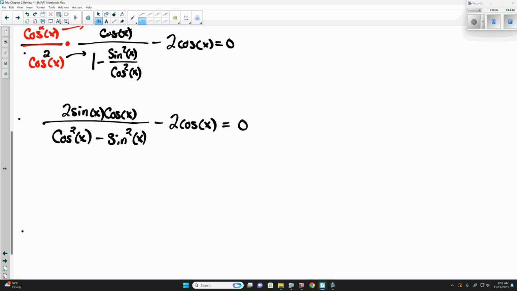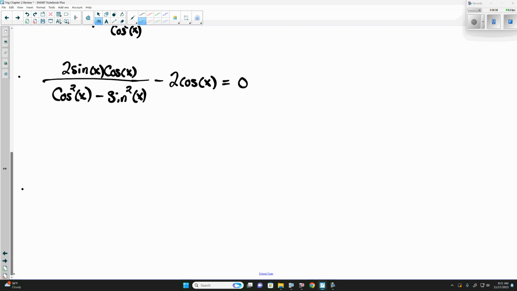Now at this point, for us to be able to add or subtract, we need the denominators to be the same. So to get the denominators to be the same, I'm going to multiply our other fraction over here by cosine squared of x minus sine squared of x over cosine squared of x minus sine squared of x.